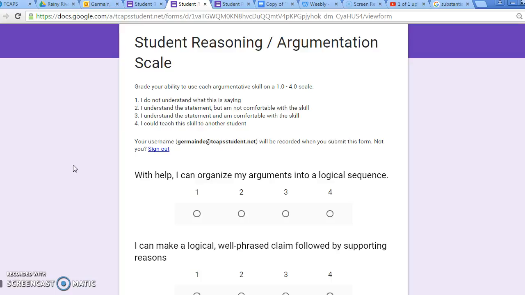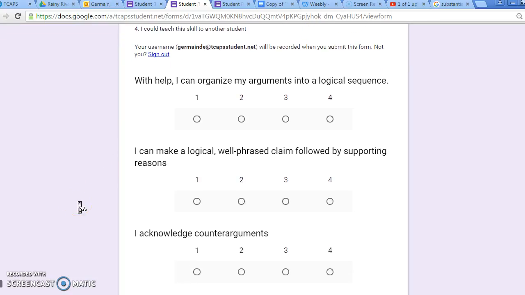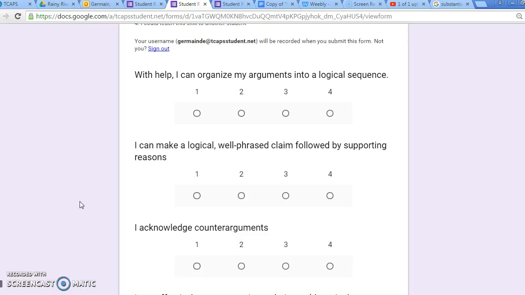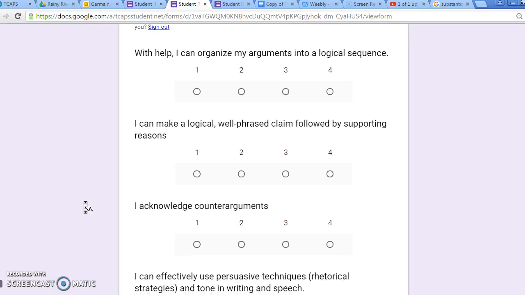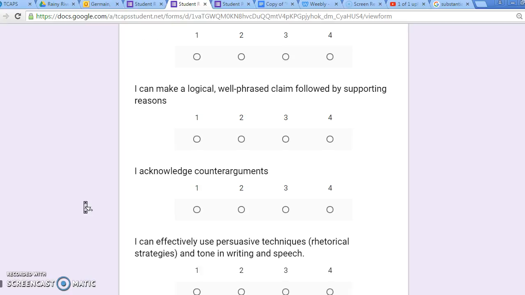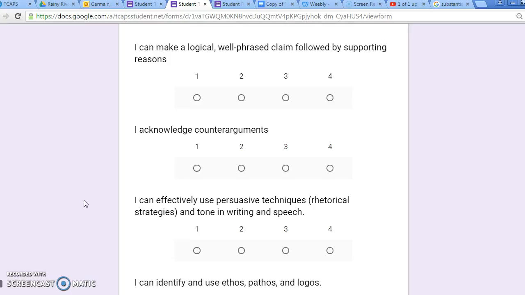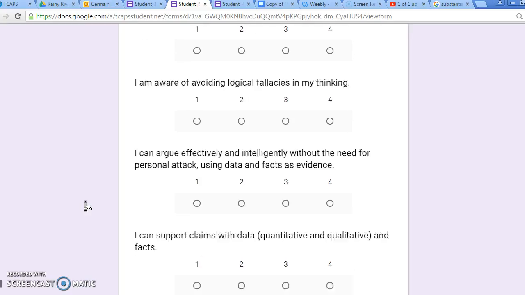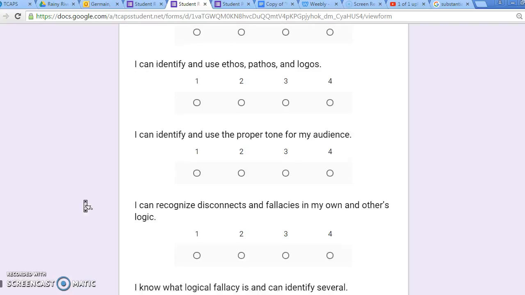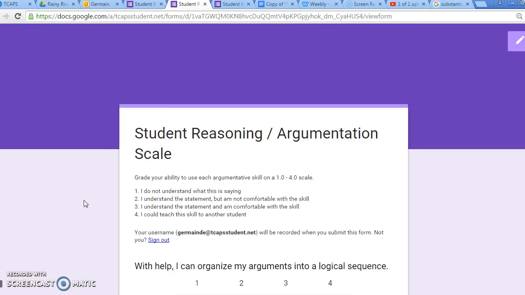So I created a series of skills taken specifically out of that paper scale and broke it down into simple statements. For example, with help, I can organize my arguments into a logical sequence. I can make a logical, well-phrased claim followed by supporting reasons. And if they have no idea what that means, they simply click the 1, and so on and so forth, 1 through 4. And as you can see, it's just a series of specific skills. It takes them generally no longer than 5 minutes to fill out.